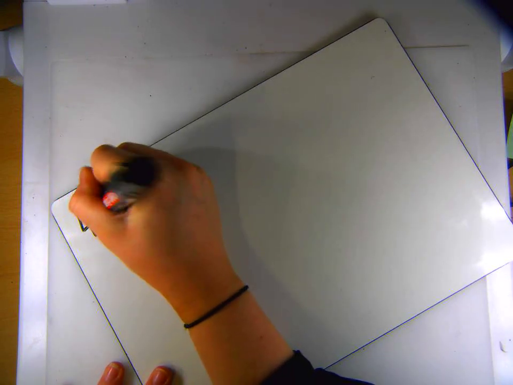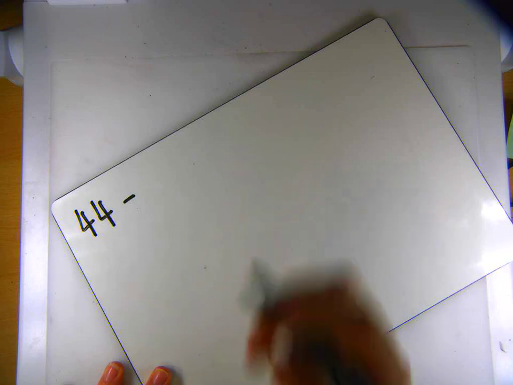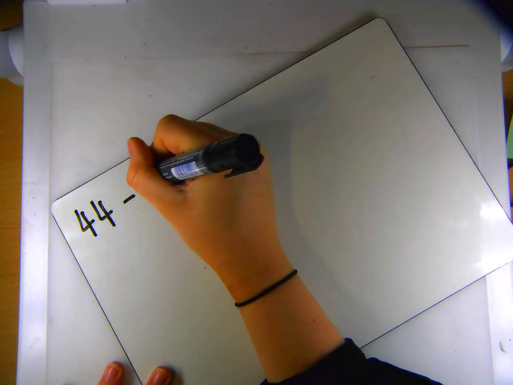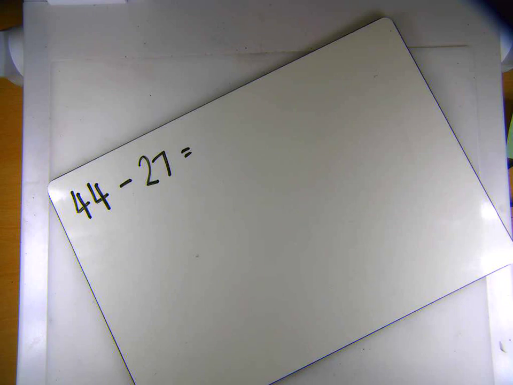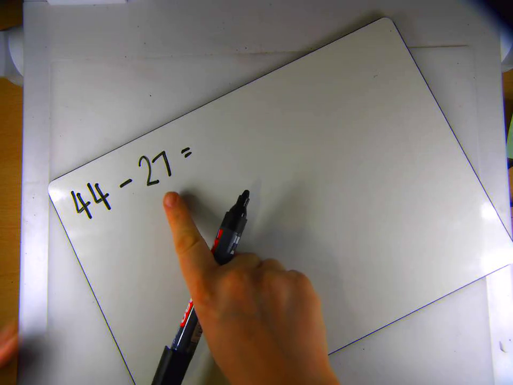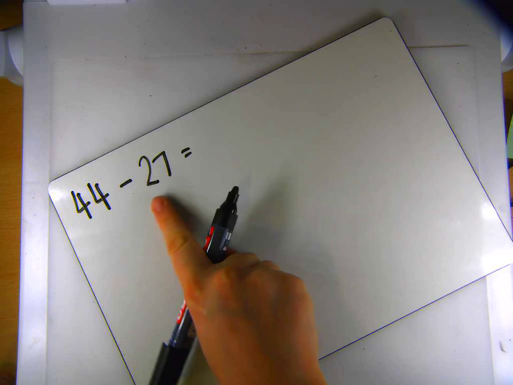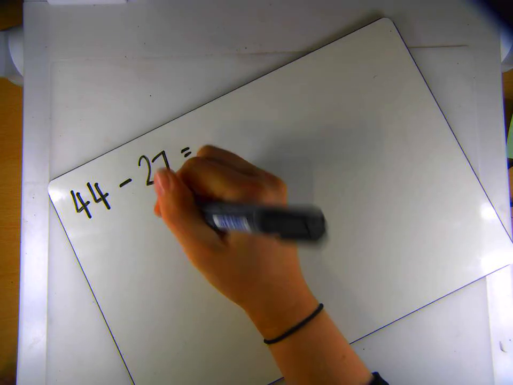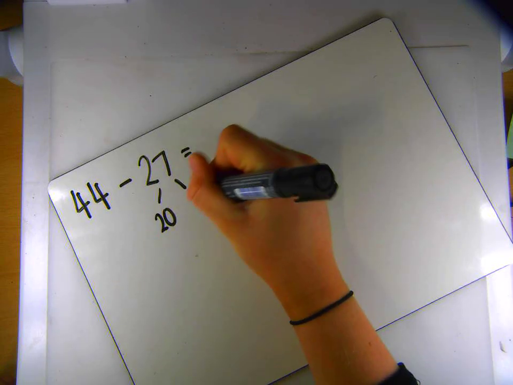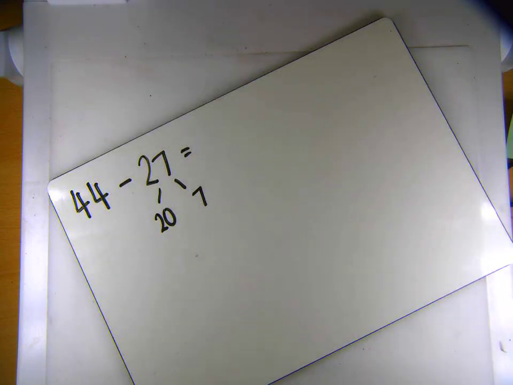So an empty number line is a little bit like when we used an empty number line for addition quite some time ago, but this time it's for subtraction. So we're going to do 44 minus 27. Okay, so first, looking at my second number, my smaller number, I'm going to partition it into tens and ones. So this is 20 and this is 7.